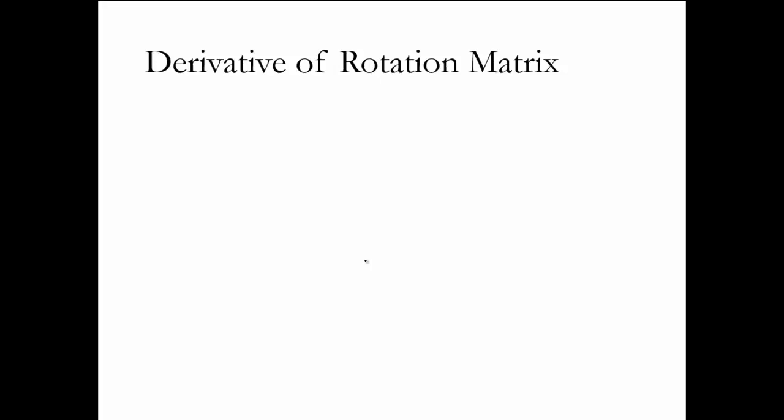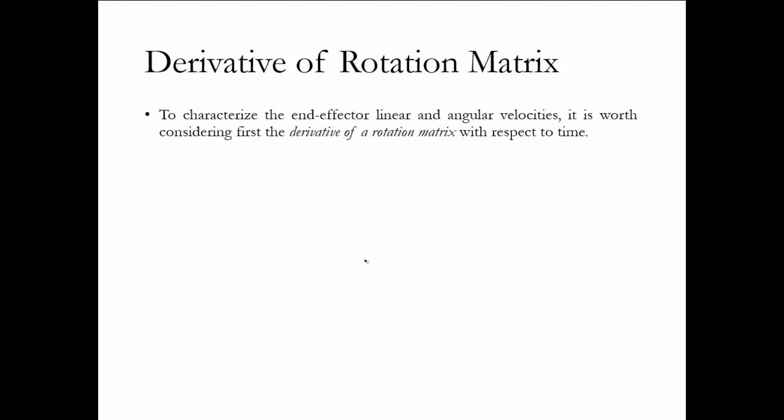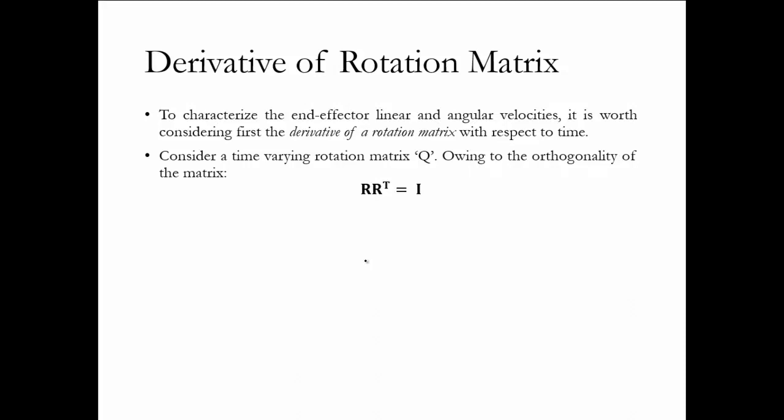Now the rotation matrix, as we have already seen, is an orthogonal matrix. So we have a time varying rotation matrix Q. Because it's orthogonal, I'm sorry, you can just write it maybe R itself.